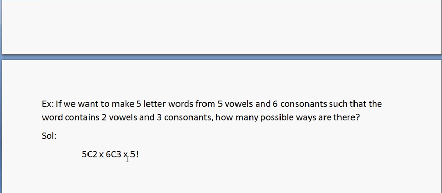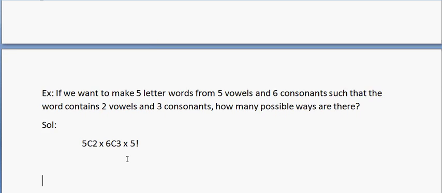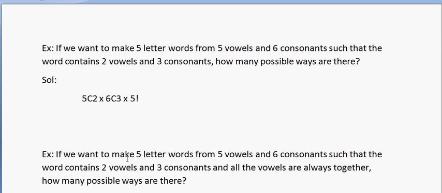Just solve 5C2 and 6C3. Whatever the answer is, that would be the answer, right? So I hope that you are clear with the concept. Now there is a slight tweak to this question.